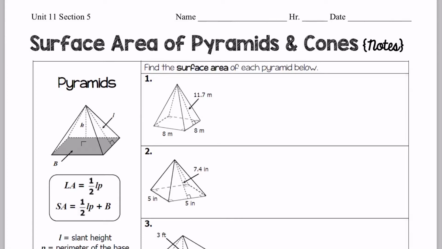This is for Unit 11, Section 5. So the next one we're doing is surface area of pyramids and cones. So we did surface area of prisms and cylinders. Now we're going to be looking at surface area of pyramids and cones.